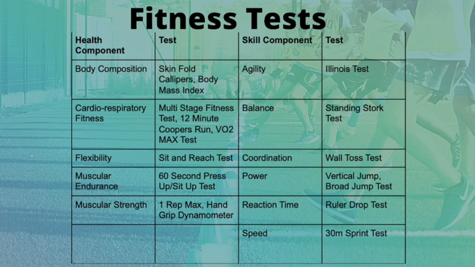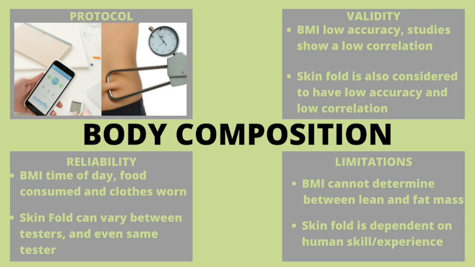Once you're clued up, we're ready to progress. Firstly, we're going to look at the health-related components of fitness, body composition first. Many types, like I've said, many types. We're going to look at BMI, body mass index, and also skin fold calipers.